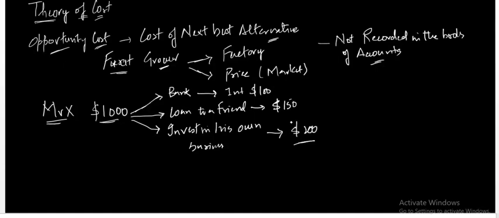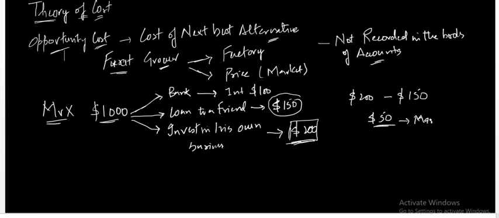Now the best opportunity over here is 200, so he's going to choose this, but the opportunity cost is going to be $150. Because this is the next best opportunity, since he invested in his own business, he is gaining 200, but he is losing the 150 next best opportunity. The net difference is $50, which is also known as marginal gain. Since the opportunity in which he invested is giving him more returns as compared to the next best opportunity, he is on the marginal gain.